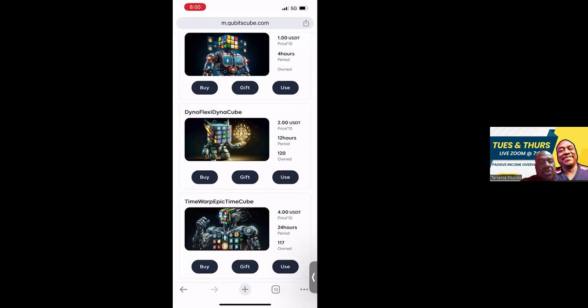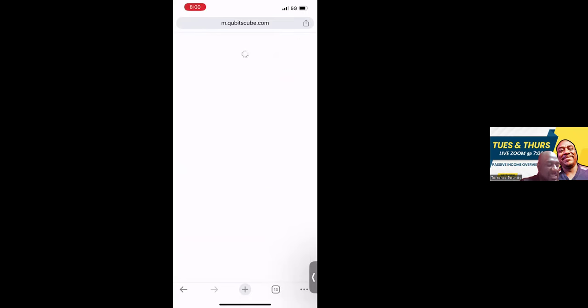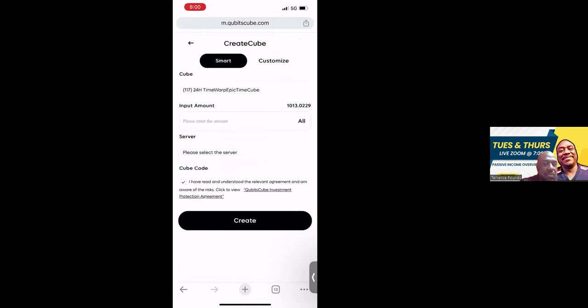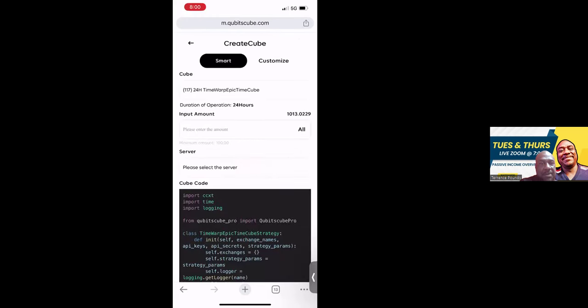Now, remember, I told you before that it pays 1.9 to 3% per day, folks. So which one pays the most? Well, the Time Warp Epic Time Cube. So this one here, the last one, the 24 hours, is the one that pays the most. Now, you can try whatever cubes you want. You can put in whatever you want here. And then, folks, what I'm going to do is push all of my $1,000 sitting in here.